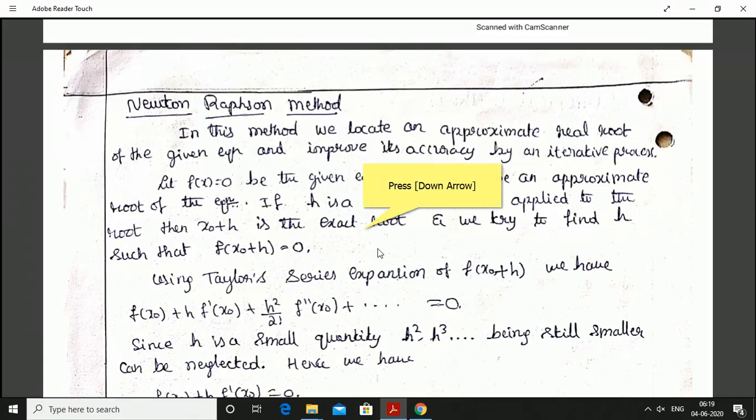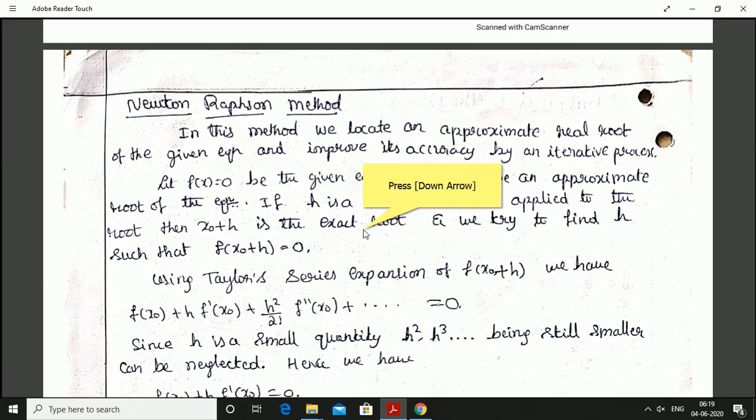Dear students, welcome to the lecture video on Newton-Raphson method. In this video, we'll see the solution of the algebraic and transcendental equations by using the Newton-Raphson method.